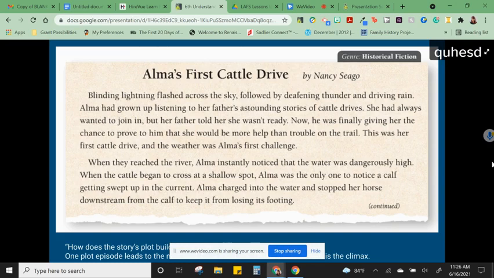When they reached the river, Alma instantly noticed that the water was dangerously high. When the cattle had begun to cross a shallow spot, Alma was the only one to notice a calf getting swept up in the current. Alma charged into the water and stopped her horse downstream from the calf to keep it from losing its footing.